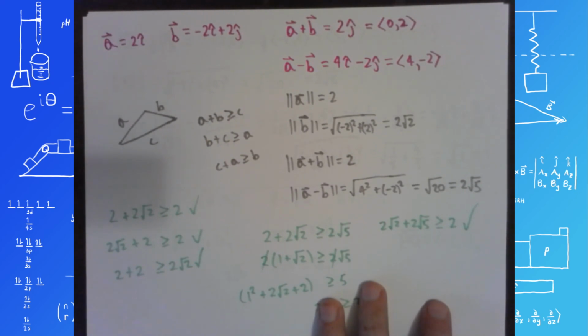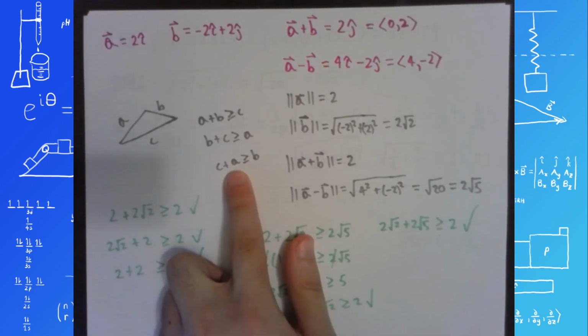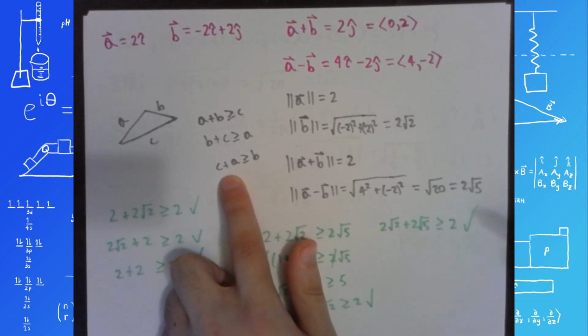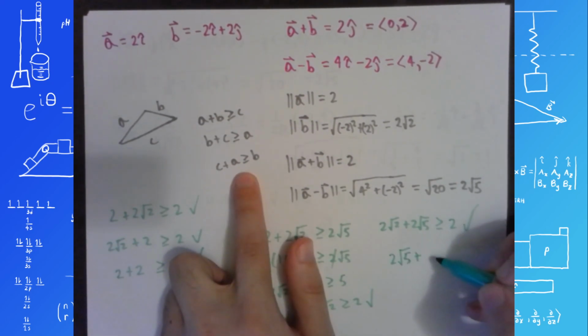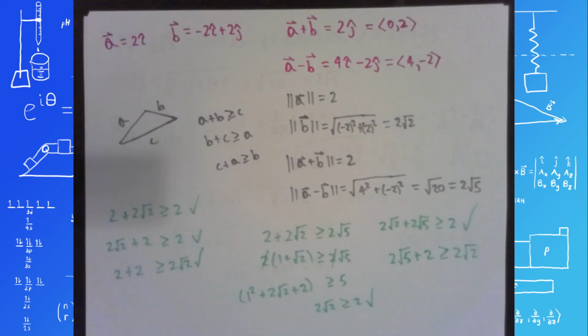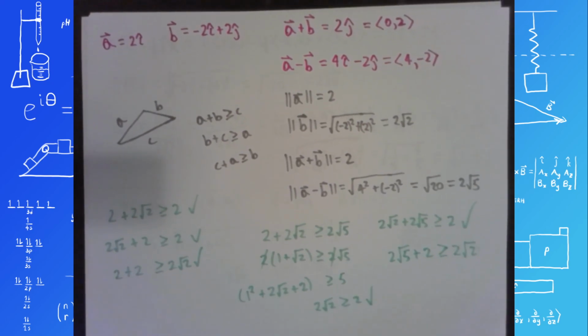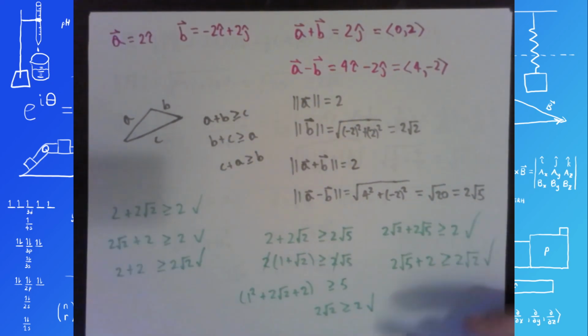And our third comparison, third magnitude plus first magnitude: is the 2 root 5 plus the 2 greater than or equal to the 2 root 2? 2 root 5 on its own is greater than 2 root 2 because root 5 is greater than root 2. So, yeah. Only the first one of these comparisons proved to be the most difficult.